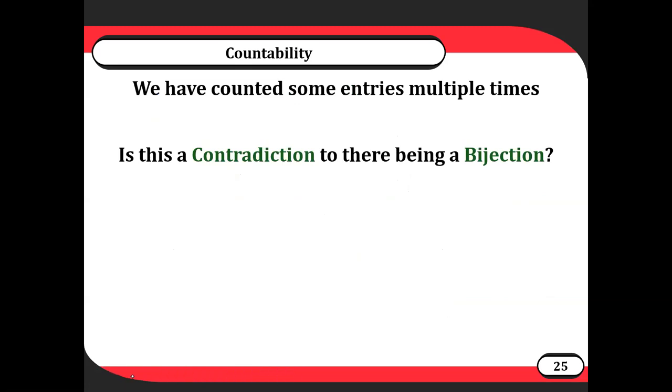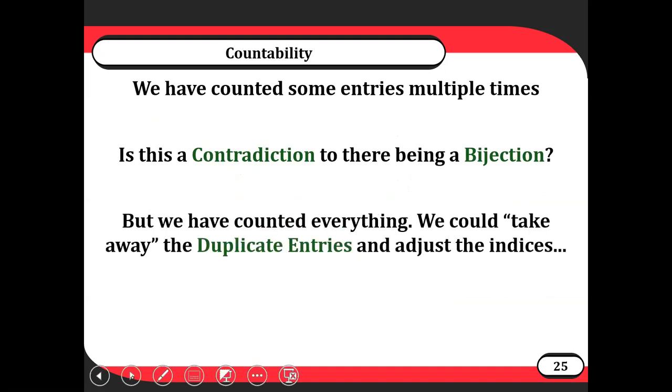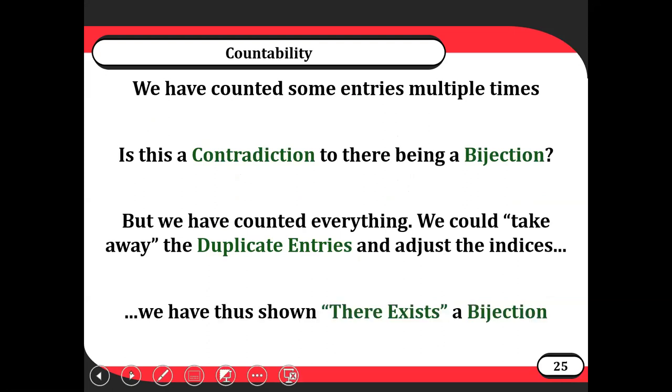So yeah, we have counted some entries multiple times. Is that a contradiction to there being a bijection? Not really, because we can just take away the duplicate entries and then shift everything down one. So things are still countable, even though we've double counted some things. That does not contradict the fact that there's a bijection. We've just shown that there exists a bijection. We've not explicitly defined a function, in a sense.